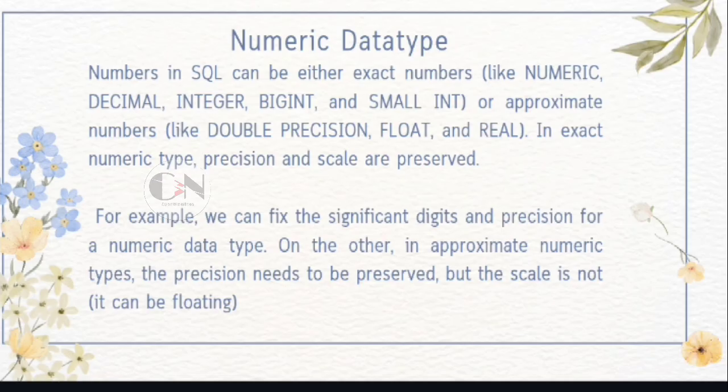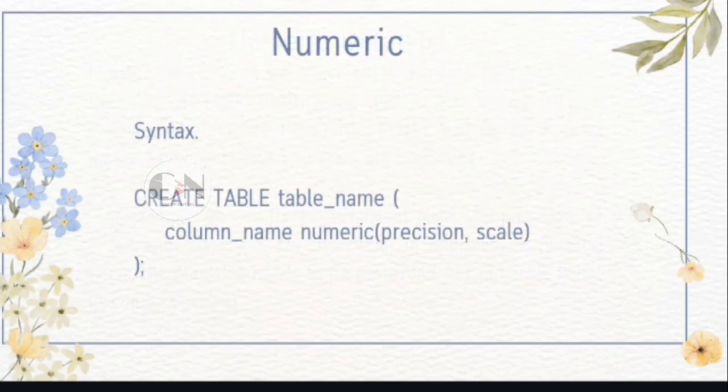In exact numeric type, precision and scale are preserved. For example, we can fix the significant digits and precision for a numeric data type. On the other hand, in approximate numeric types, the precision needs to be preserved, but the scale is not. It can be floating. Syntax: create table, table name, within bracket, column name, numeric, within bracket, precision, comma, scale. So, let's apply this with some examples.